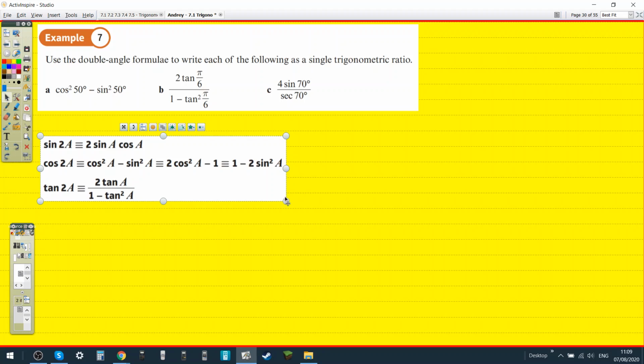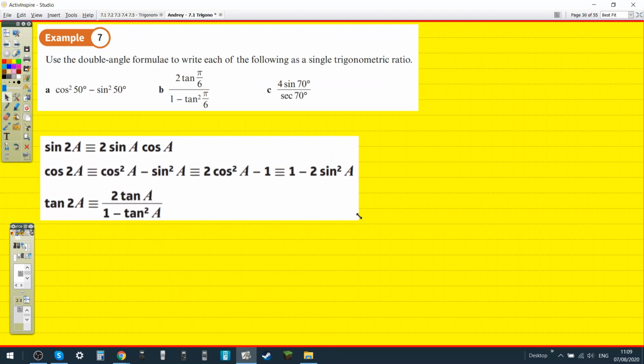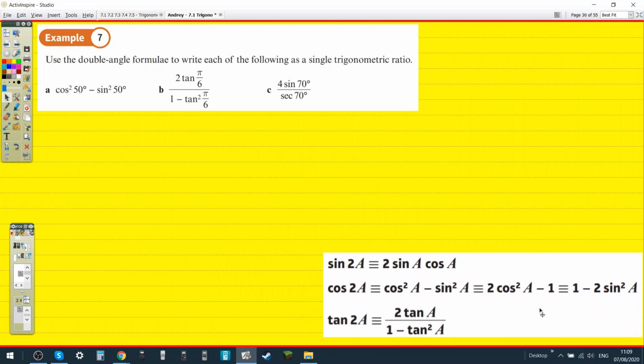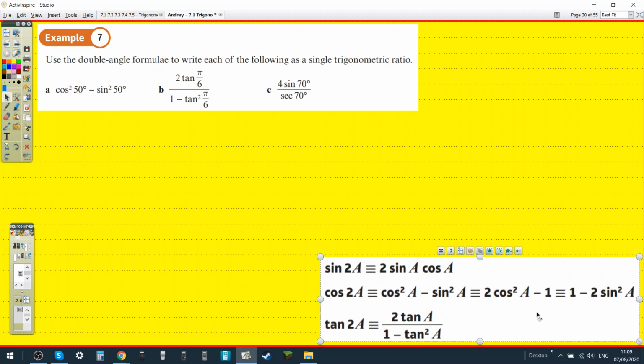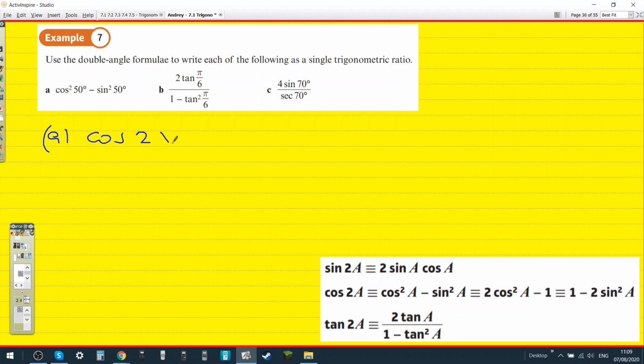Where do you see cos squared something minus sine squared something? So that will be just cos. Will that just be cos 2 times 50? Yep. And so cos 100. Classic. It's a good thing I'm using the questions from the book, because that stuff never used to come up. And there you go, very first question. Okay, B.